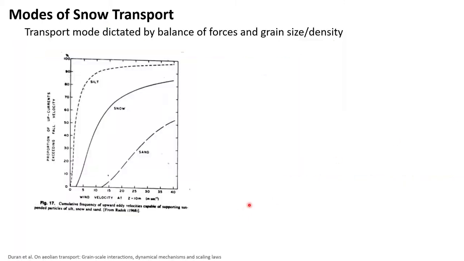So the transport mode is dictated by a balance of a variety of forces, but it also is a function of the size and the density of the individual snow grains. And this is an old figure, but a really important one that shows wind velocity down here at 10 meters. We have 3 different types of particles, so sand, snow, and silt. Silt being the very small grain, snow sort of being in the middle, and sand being these larger grains. And then on the y-axis we have the proportion of up currents exceeding the fall velocity. And fall velocity means the velocity or the rate at which the silt, the snow, or the sand particles are falling vertically down to the ground.